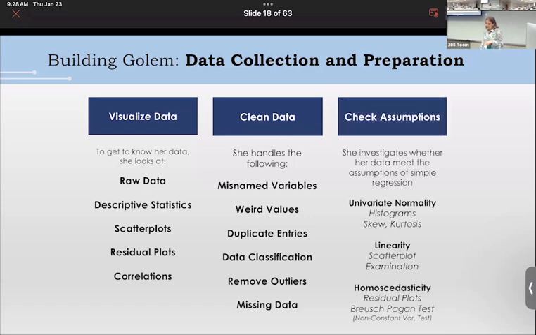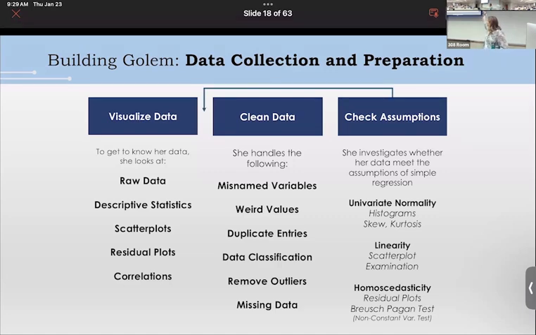She's gonna check assumptions. So she's gonna investigate whether her data meet the assumptions of simple regression. So normality, histogram, skew and kurtosis, linearity, looking at scatter plots, and then homoscedasticity, she's gonna look at her residual plots. So plots of her error, and then she's gonna run a Breusch-Pagan test, which is actually testing whether that error is constant across all levels of her predictor. And we'll look at that in a second.